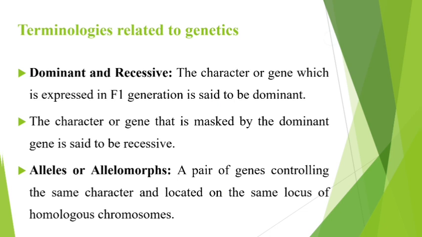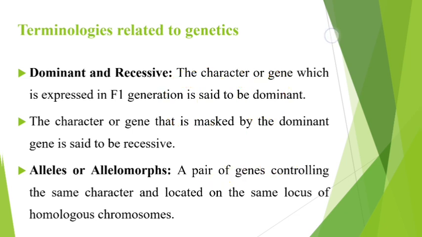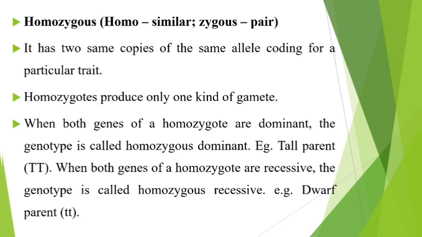Next, what is recessive? The character which is masked by the dominant gene is said to be recessive. Next, what is allele? Allele means a pair of genes controlling the same character. Suppose the tallness of a plant is controlled by capital T, capital T. So this is one allele, this is another allele. Or T, small t. This is one allele, this is another allele. Basically, two alternative forms of the same gene. Two genes control the height of the plant, but they are two alternative forms. One is for tallness, one is for dwarfness. Capital T is for tallness, small t is for dwarfness.